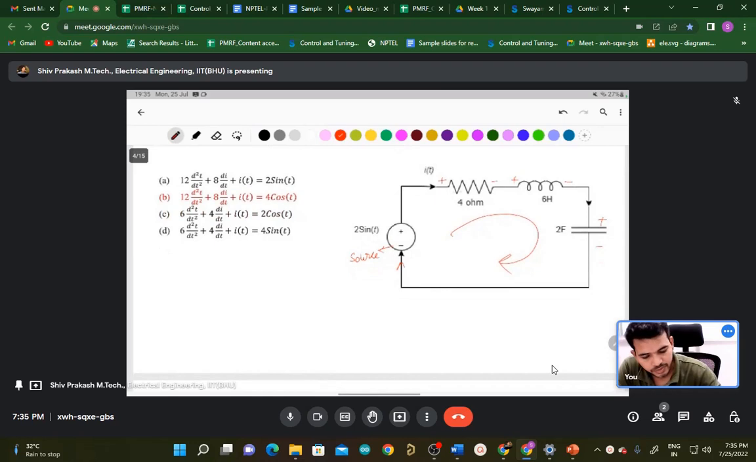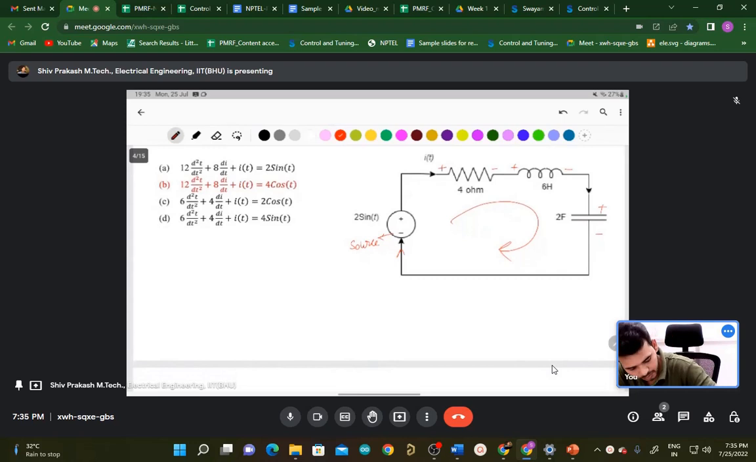If the sign is defined, then simply apply the KVL rule. When you apply the KVL rule, first you take only one sign. It means if you take the first sign for one element, then you take the first sign for every element. If you take the second sign for an element, then you take the second sign for all of the elements. Then you apply the KVL rule. This is minus 2 sin t plus 4 ohm resistance into IR.